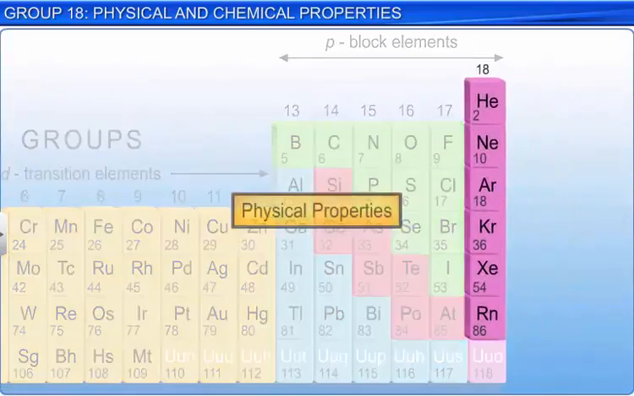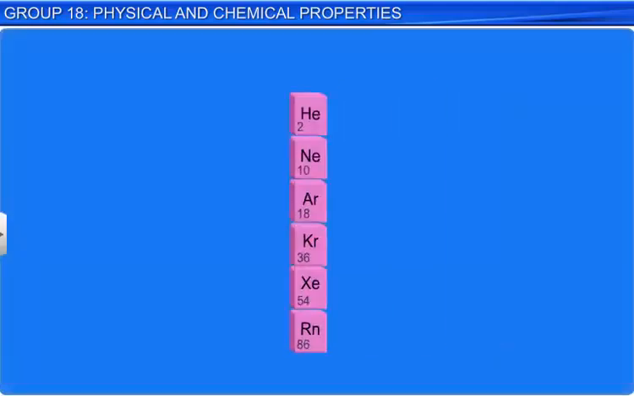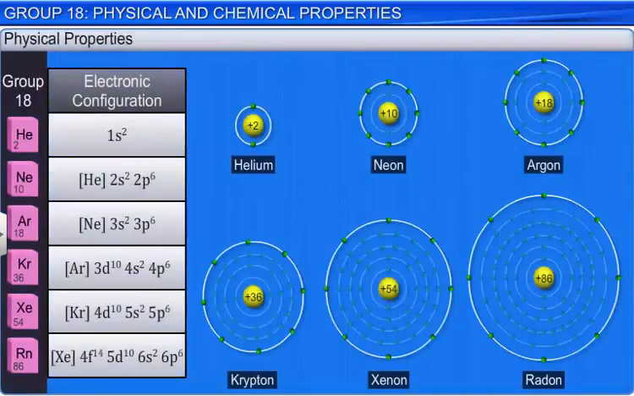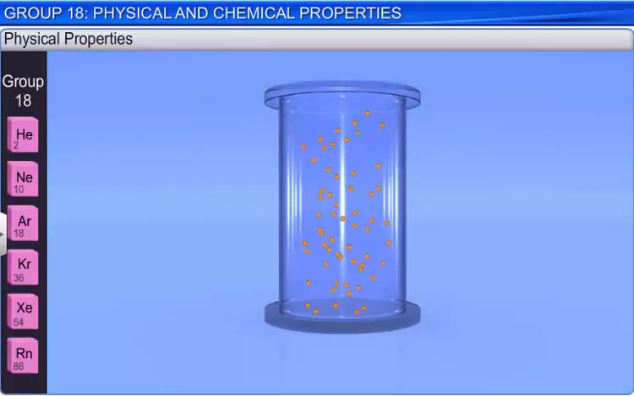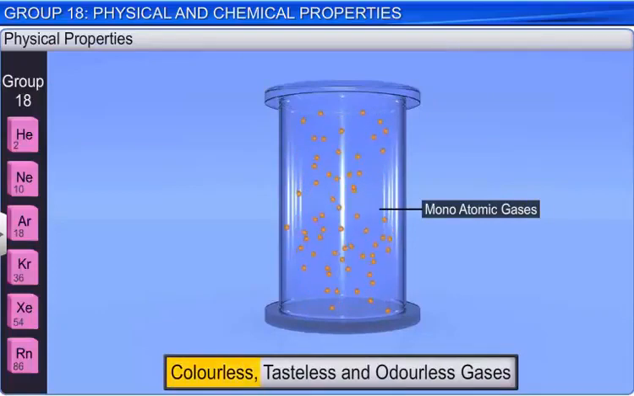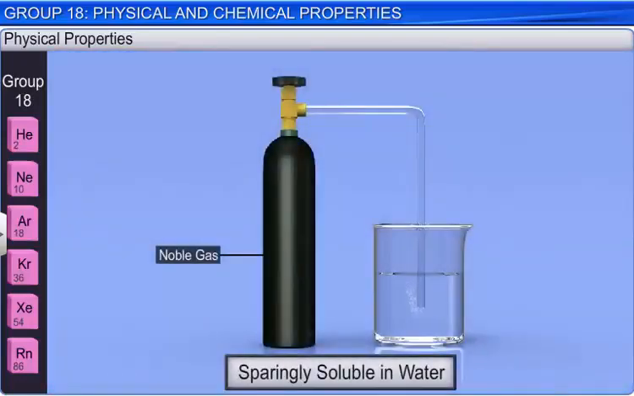Let us begin our study with the physical properties. You know that the elements of group 18 have closed shell structures, because of which they have no tendency to form compounds under normal conditions. Owing to their inert nature, these elements exist in free state as monoatomic gases. These elements are colorless, tasteless, and odorless gases. They are sparingly soluble in water.